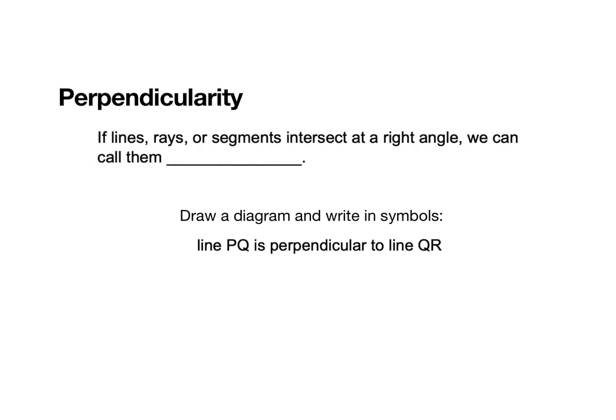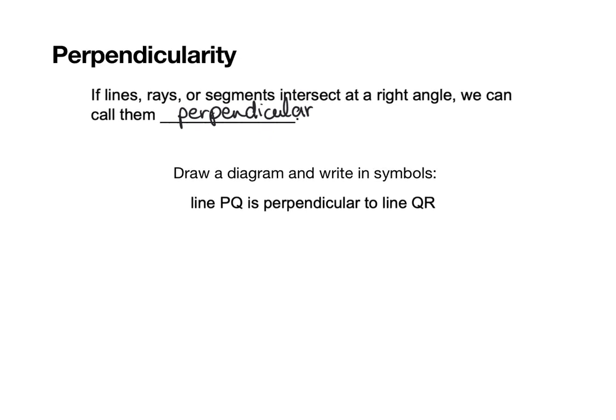I'm sure you've seen this before, but perpendicularity refers to lines, rays, or segments that intersect at a right angle. We call them perpendicular. I'm going to draw a diagram and write in symbols what this means.